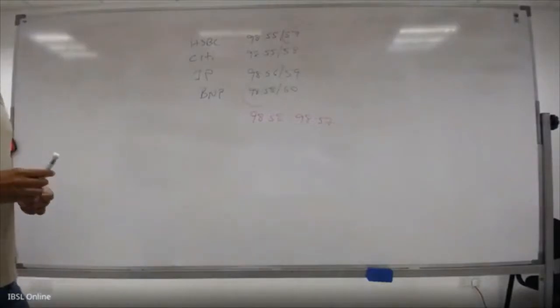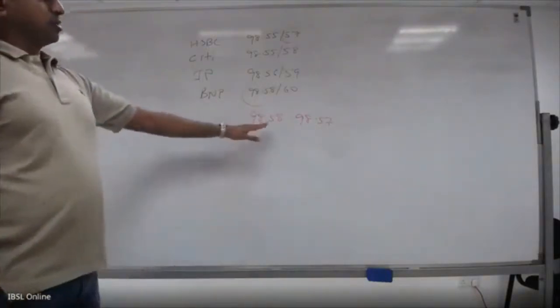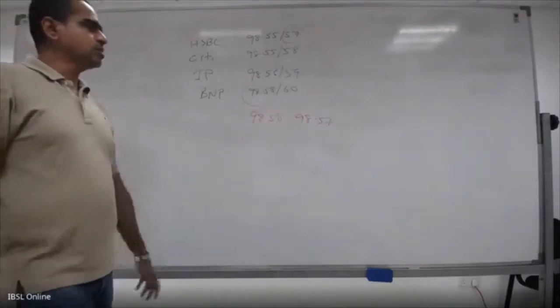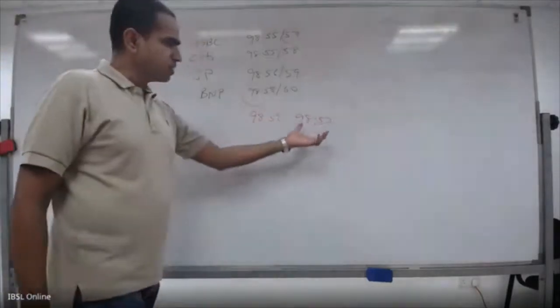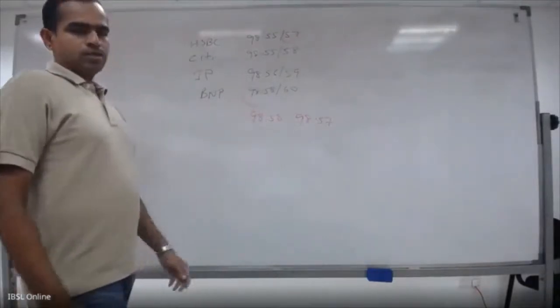So, in this case, the bid is higher than the offer, meaning there is definitely arbitrage. So what you can do is you can keep buying at the offer 98.57, and you can sell at 98.58, the bid, and you make money. That's arbitrage.